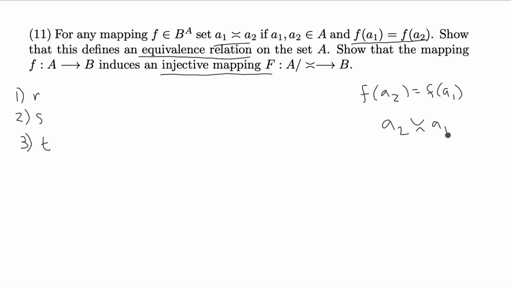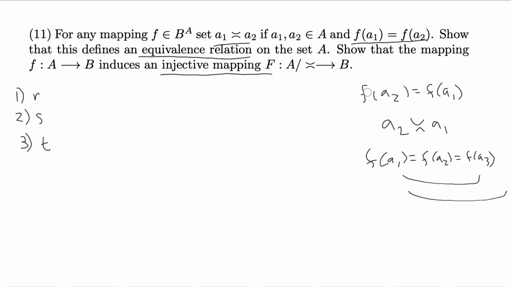Finally, for transitivity, if we have A1 equivalent to A2 and A2 equivalent to A3, then we apply the transitivity of equality in the outputs. So we would get that f of A1 is equal to f of A2, which is going to be equal to f of A3. And therefore we can just eliminate the middle component and get f of A1 is equal to f of A3. So we can set A1 equivalent to A3.